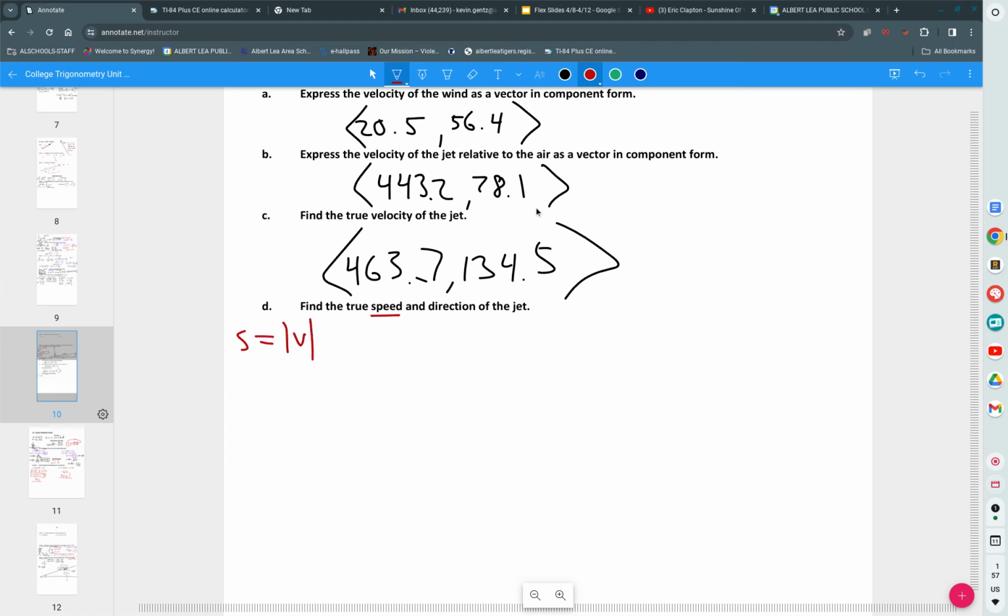Wait a minute. How do we figure out the absolute value of a vector? Square root of a squared plus b squared. So square root of 463.7 squared plus 134.5 squared. Somebody do that, and that's going to tell me how fast this plane is actually going, because it's getting some help from the wind. Not a lot, but it is getting some.